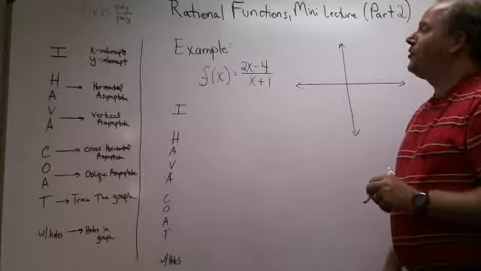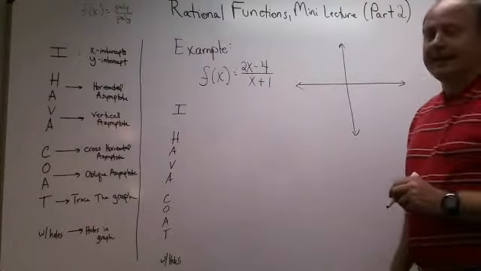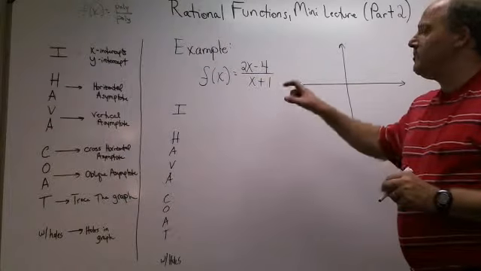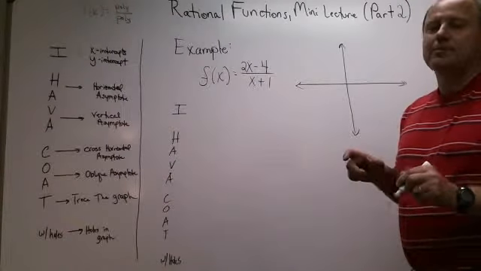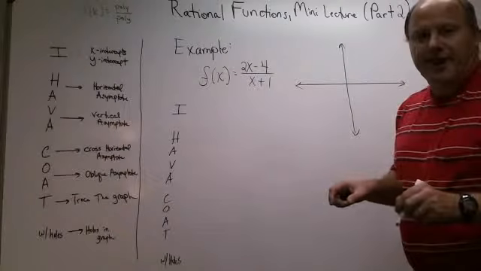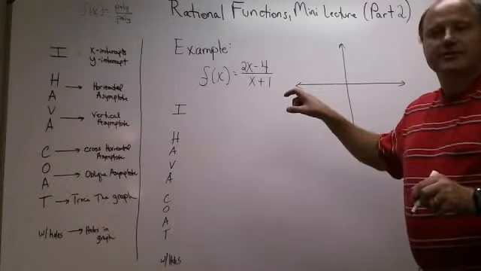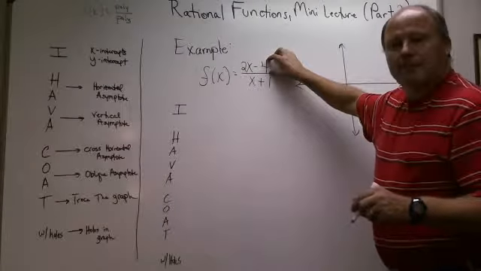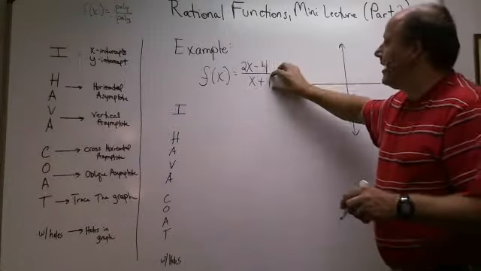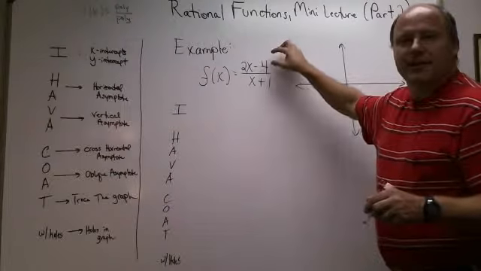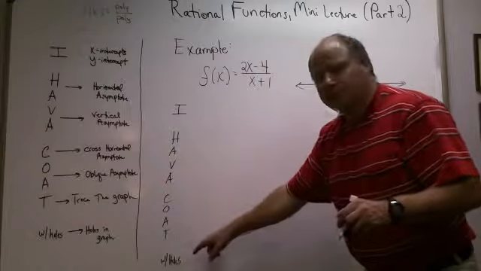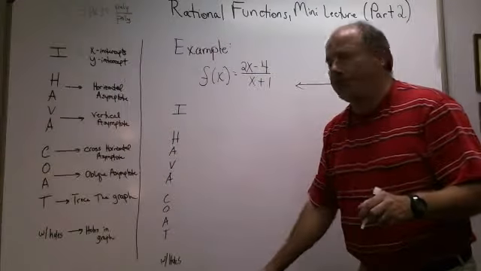Hi, this is part two of my rational functions mini lecture, and what I'm going to show in this part two is a particular example. It's probably one of the simplest functions you'll ever encounter in rational functions, and both of them are polynomials. 2x minus 4 on top is a polynomial, degree 1, linear, and x plus 1 is also linear, so definitely a rational function. And I put down that I have a coat with holes just to remind myself of all the things I have to do.